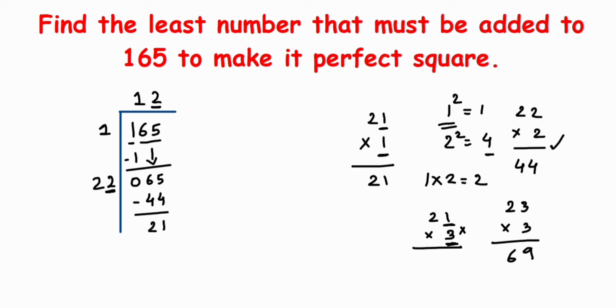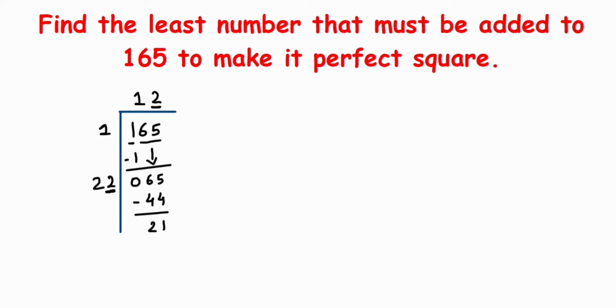Okay, now after this, what have we understood? We're getting a remainder 21, which means obviously this number 165 is not a perfect square. So we have to make it a perfect square by adding some number. So how to get it? Here in the quotient we got the number 12. We usually know that what we get in the quotient is nothing but the square root of the given number. But here this is not a perfect square.